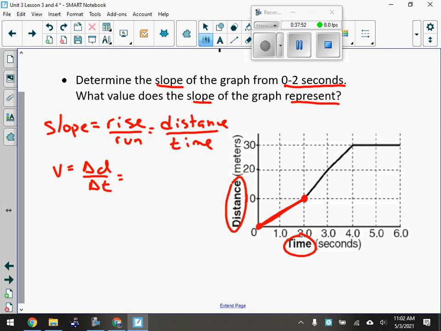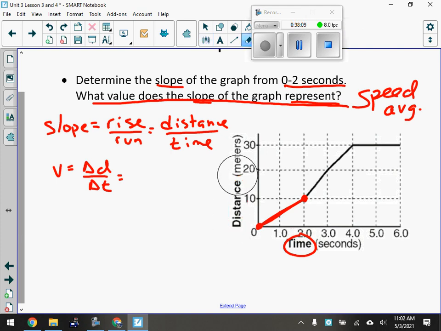So I can tell you right now, what does this value of the slope represent? It represents speed, or actually, average speed, from 0 to 2 seconds. Now, how are we going to calculate the slope? Some of you would be able to do this just by looking at it, and that's fine. But sometimes it doesn't work out very nicely like this.